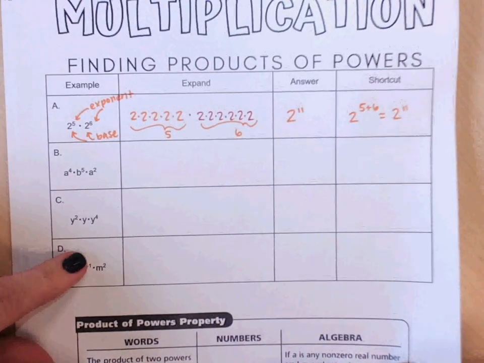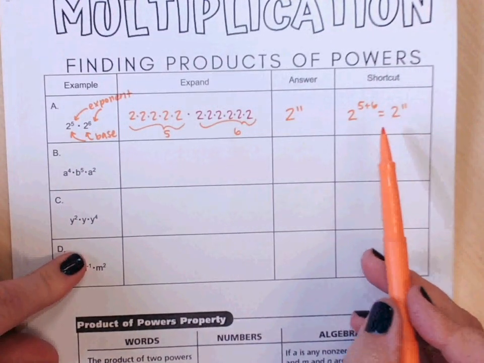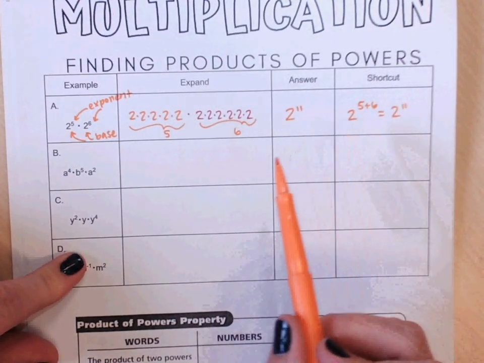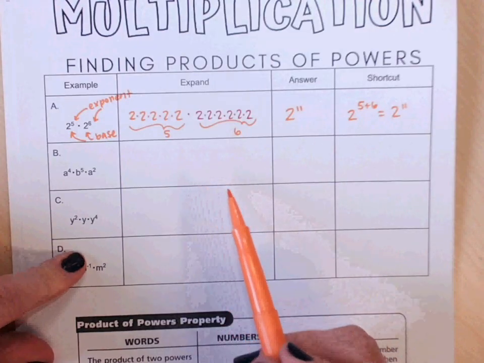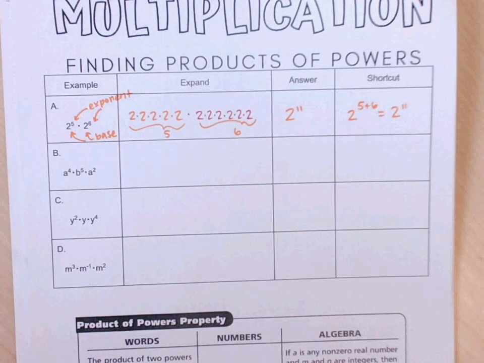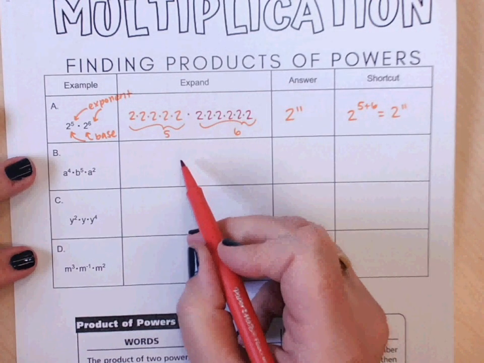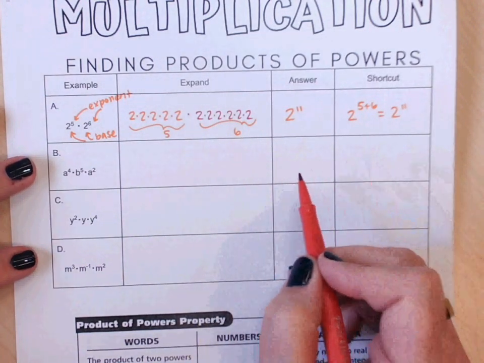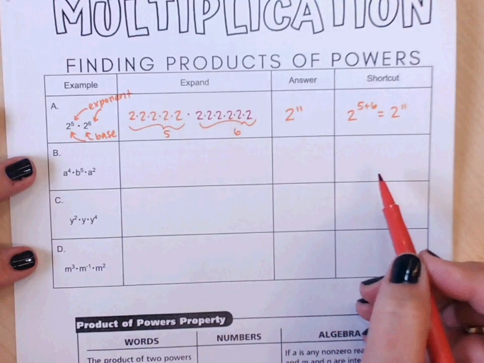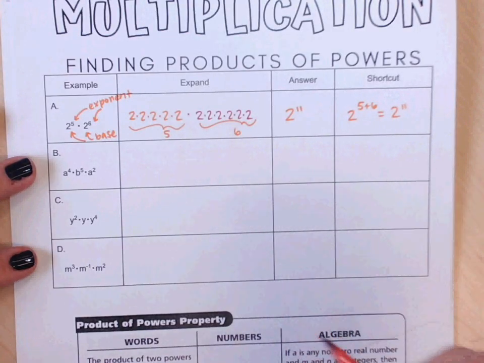But if the shortcut doesn't make sense, don't use it, because expanding is going to work every single time and it only takes an extra couple of seconds to complete it. So you're going to be able to expand to find the answer or use the shortcut to find the answer moving forward. You can pick. However, you need to expand in order to be able to understand the shortcut.